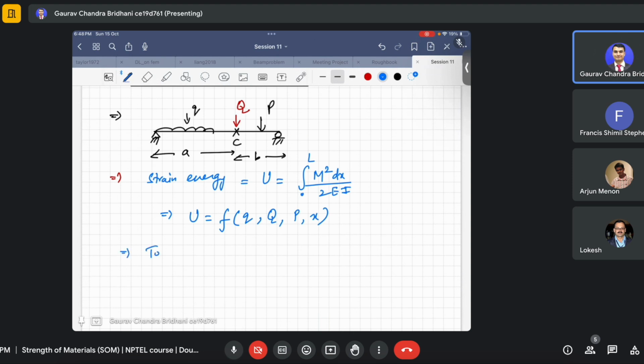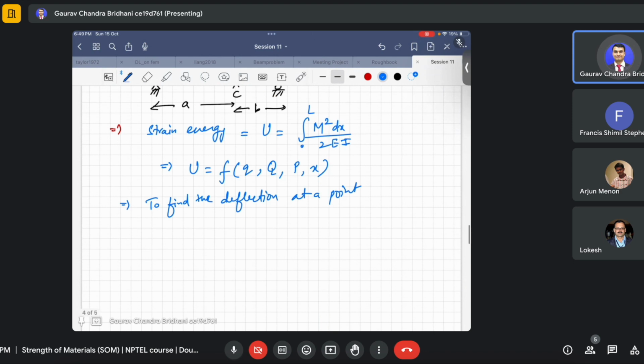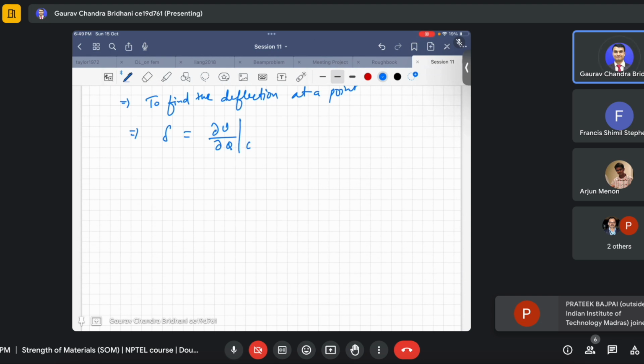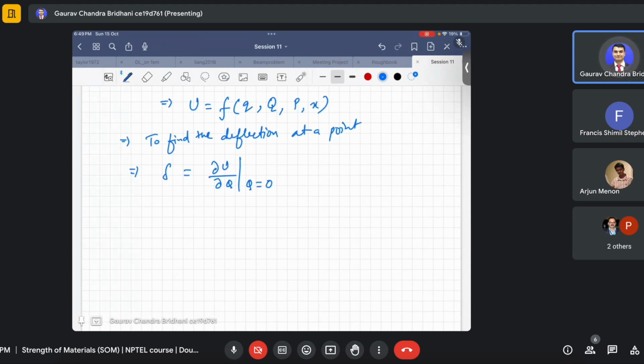Now if you have found the value of U, which is the strain energy, a function of Q, small q, capital P and small x, then to find the deflection at a point, we say that delta is nothing but dou U by dou Q, for Q being 0. So we first differentiate U with respect to Q, keeping all other quantities like small q, capital P, small x as constant, and then wherever Q remains, we put it as 0. Then whatever we get is the final answer.